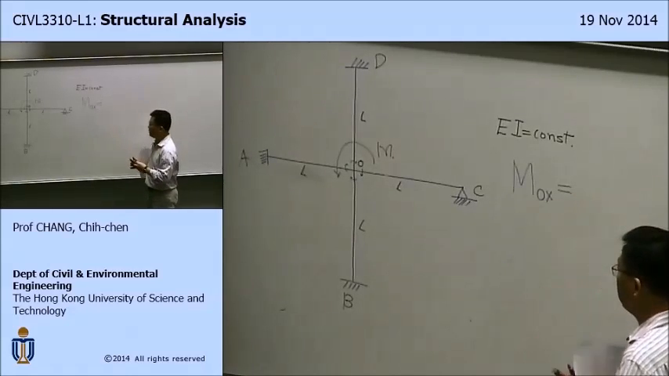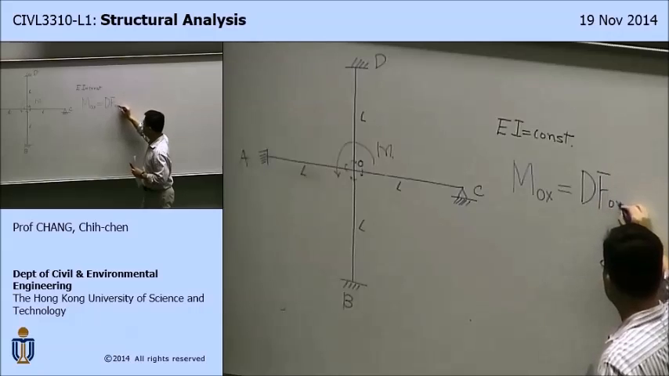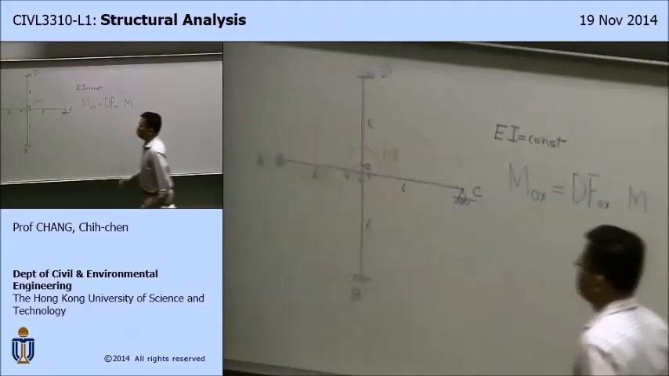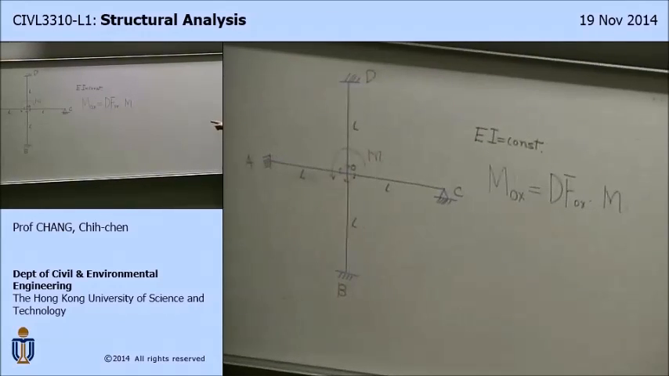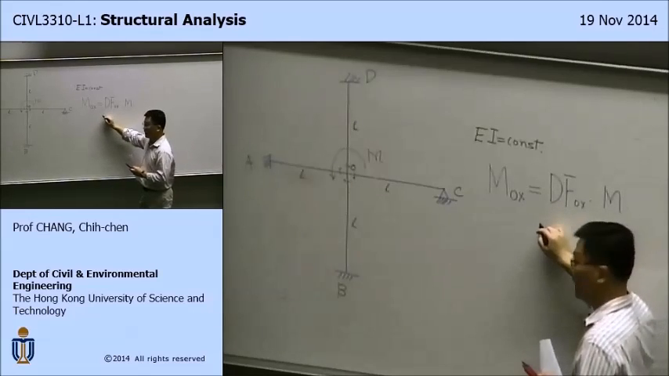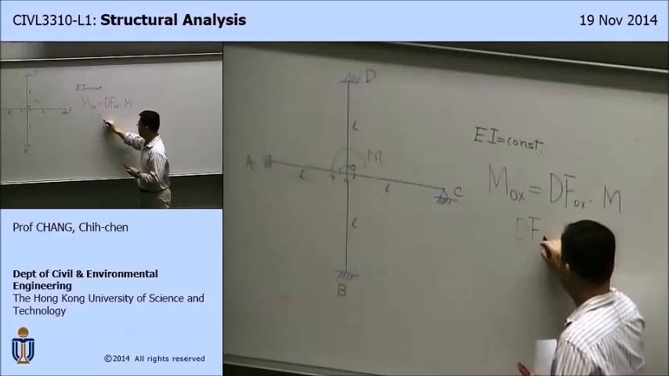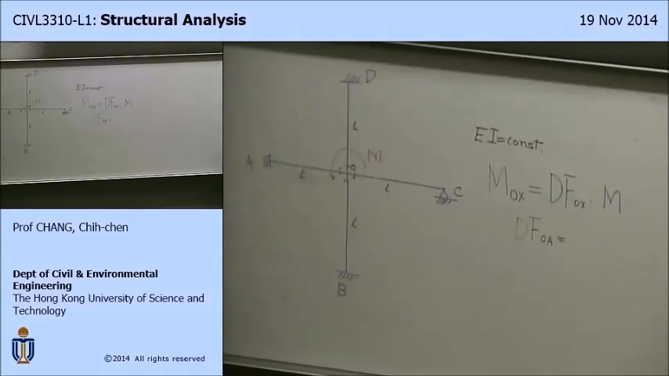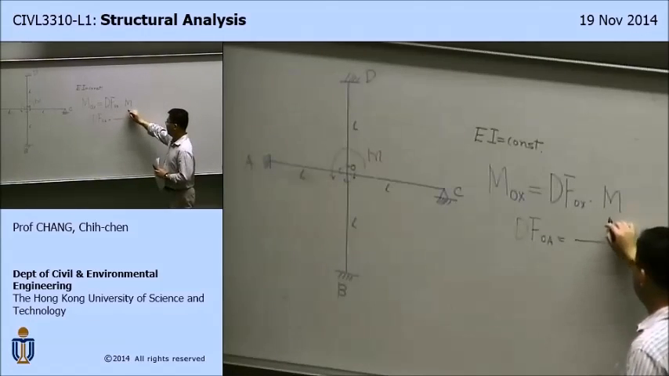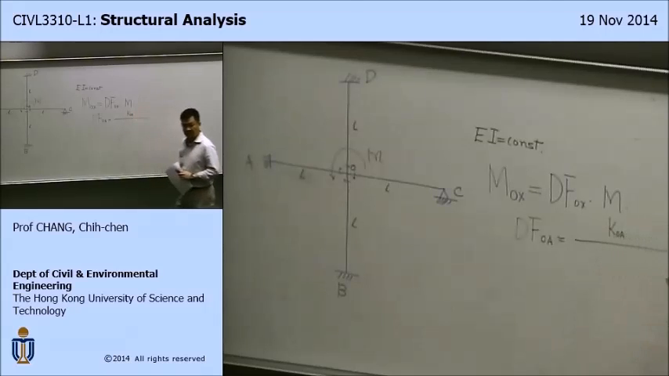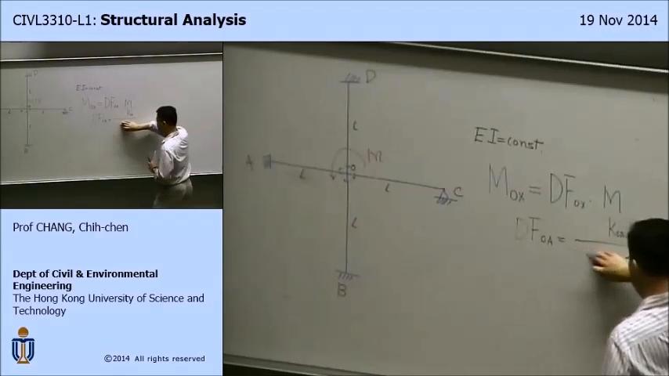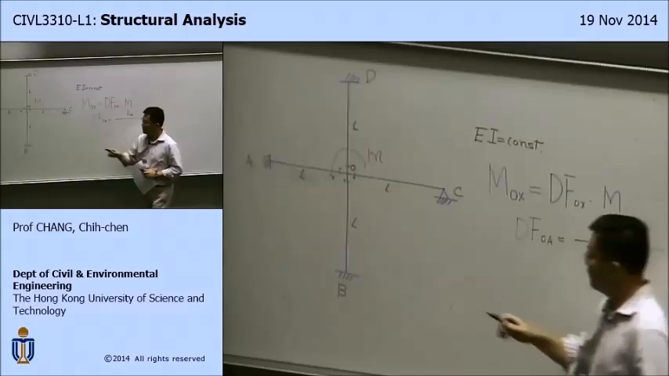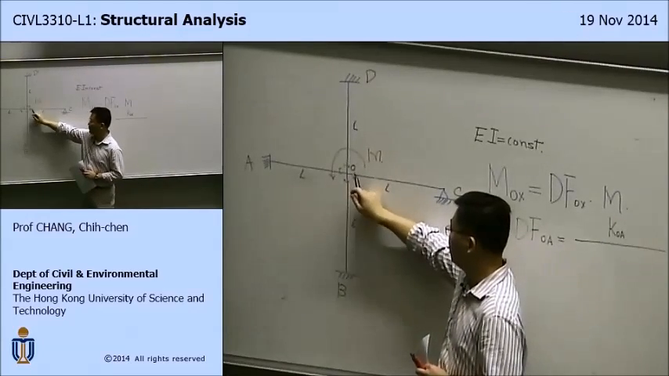So I'm summarizing into one equation: distribution factor OX times M. So moment is applied like this, right? So the key is distribution factors. So let's go for that. Distribution factors OA, one by one. So what is distribution factor OA? It's going to be KOA, the stiffness of OA. And at the bottom should be the summation of all the stiffnesses that connect to that point. So it should be KOA, KOB, KOC, and KOD.